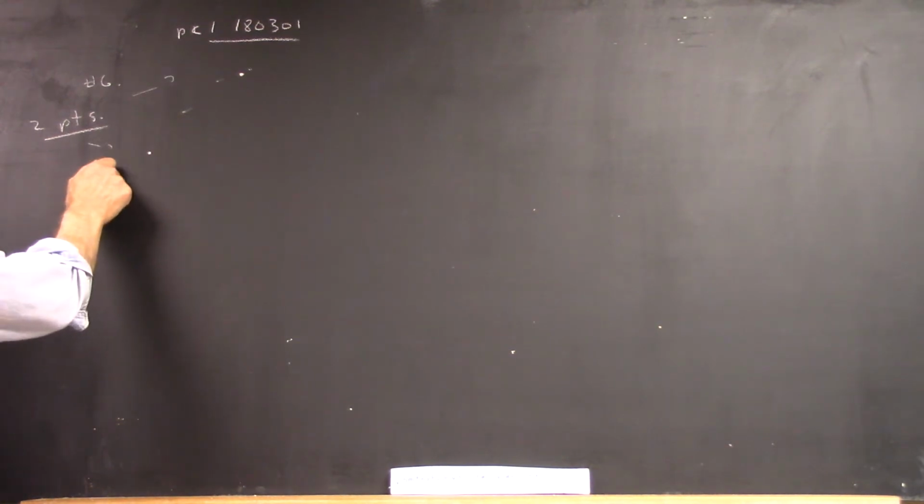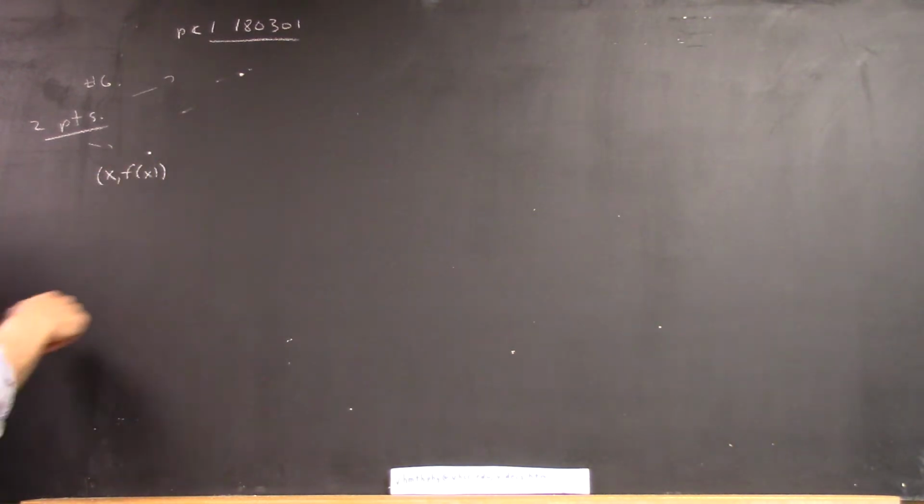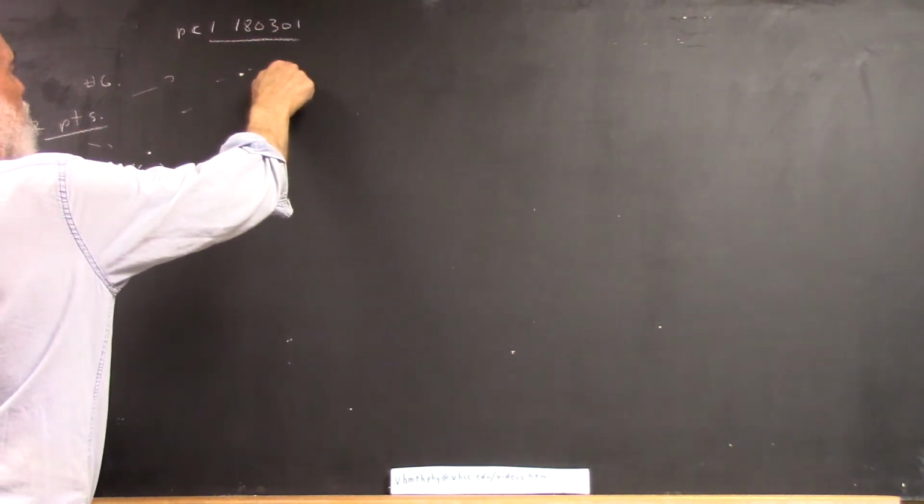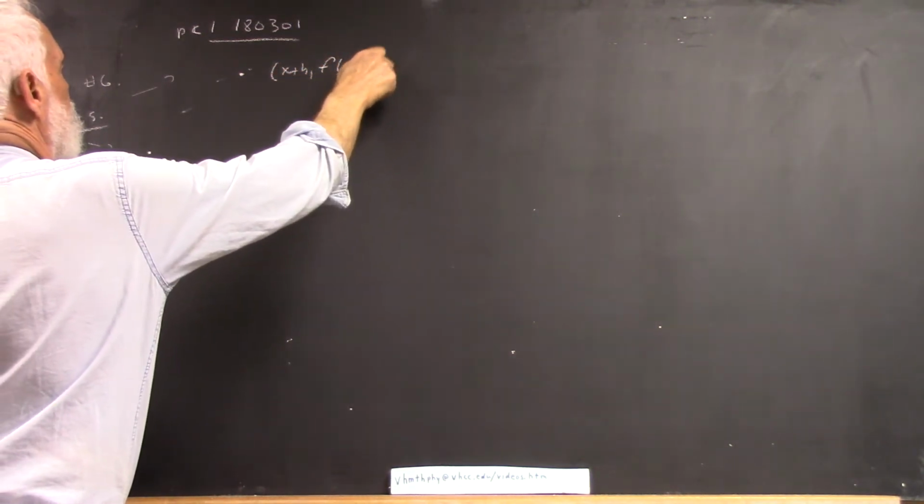Label one of them x, f of x, right? Okay, can we do this? Yes, I think we can. We got x, f of x. And then the other is x plus h, f of x plus h.